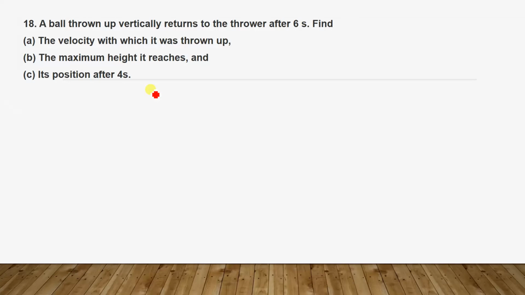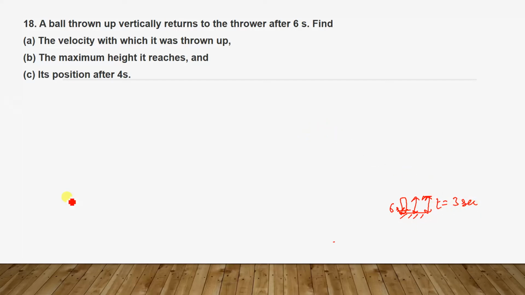Here what is given is that we are throwing the stone vertically upward, ऊपर को फेंका उस स्टोन को, and then after 6 seconds it reaches back. वापस it is reaching after 6 seconds. That means time of ascent, यहाँ से यहाँ तक ऊपर तक जाने के लिए, time of ascent is 3 seconds. But when it is moving up and moving down back, it takes 6 seconds. So we'll take it as 3 seconds for the time of ascent.